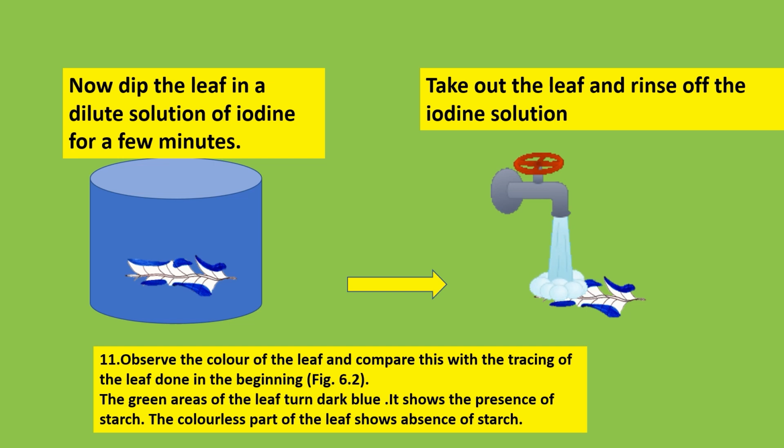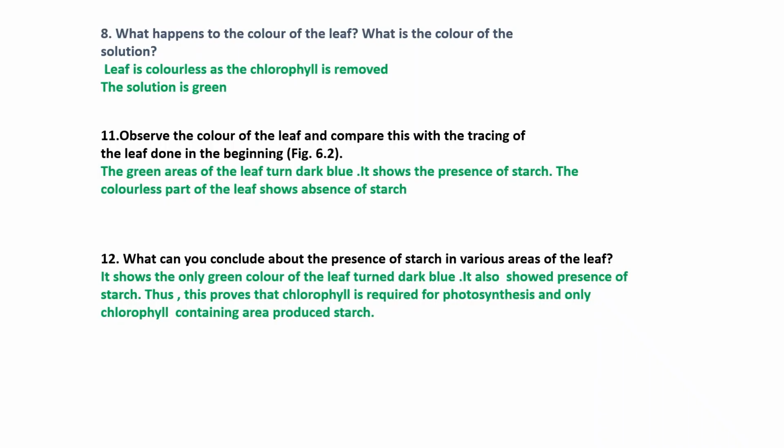Observe the color of the leaf and compare this with the tracing of the leaf done in the beginning. So what you will see here is the leaf has turned dark blue. So it shows the presence of starch. The colorless part of the leaf shows absence of starch. This proves that. So the activity helped us to understand that chlorophyll is very much important in photosynthesis.